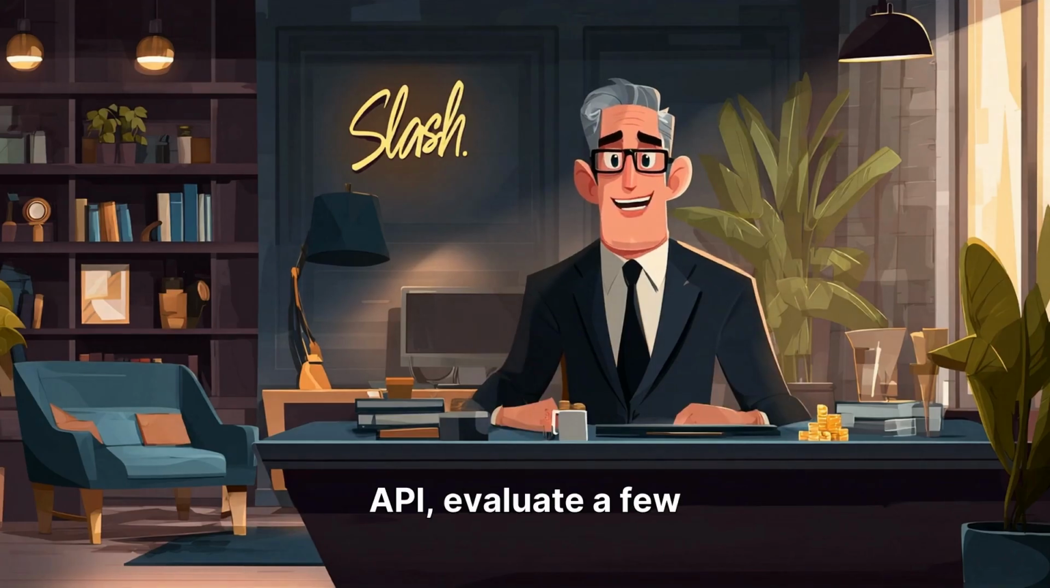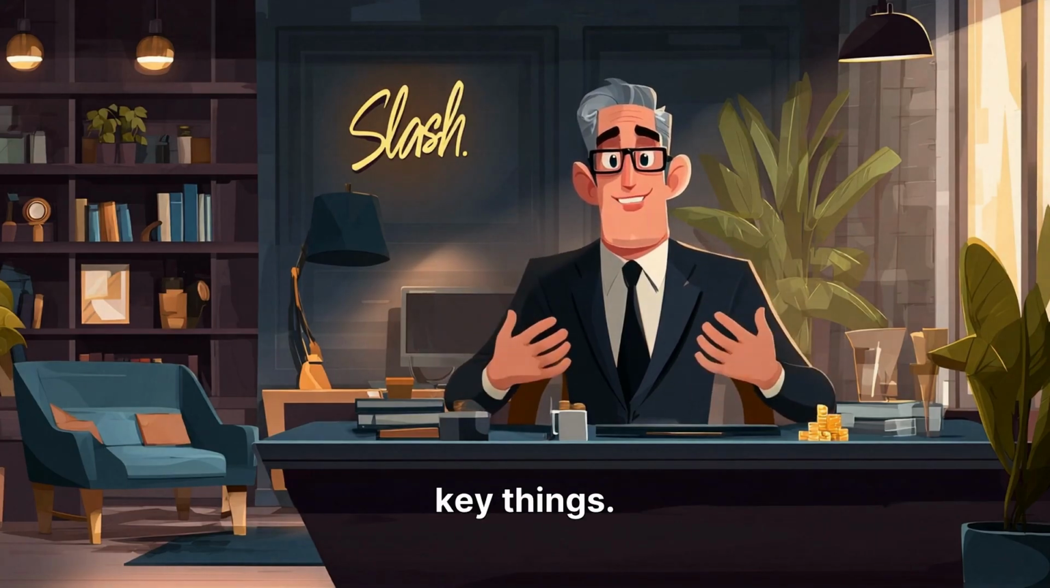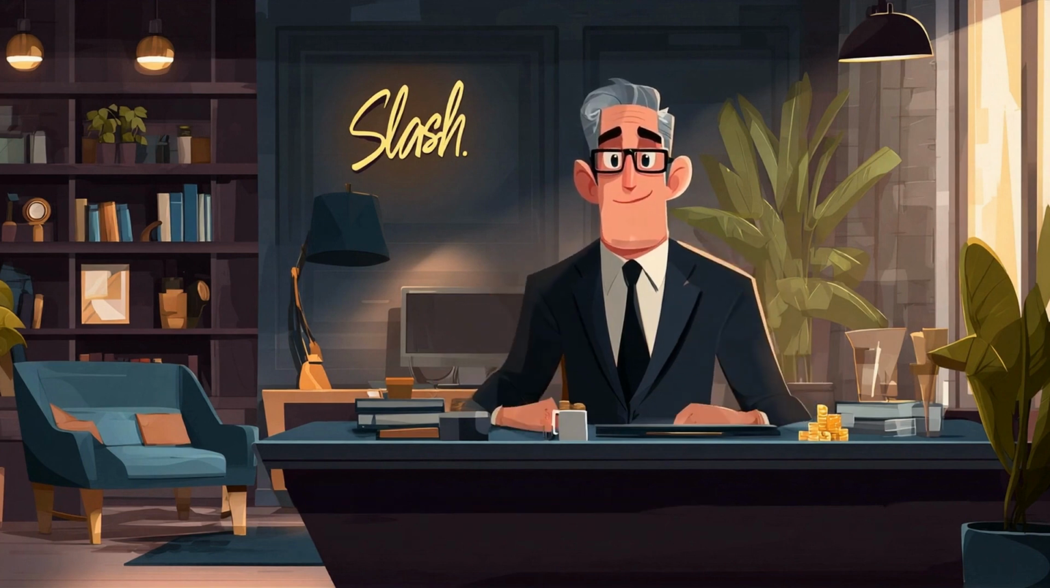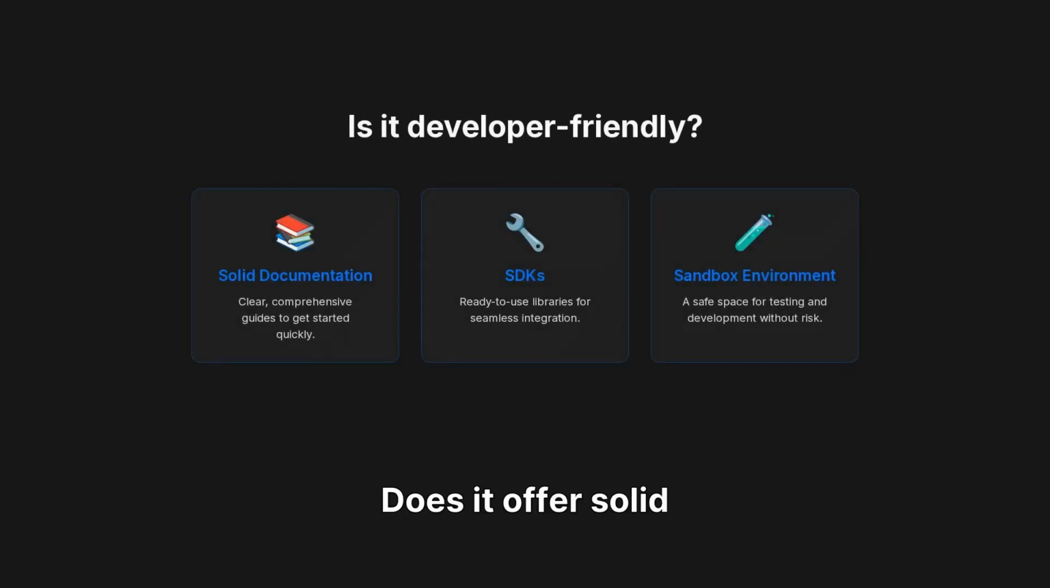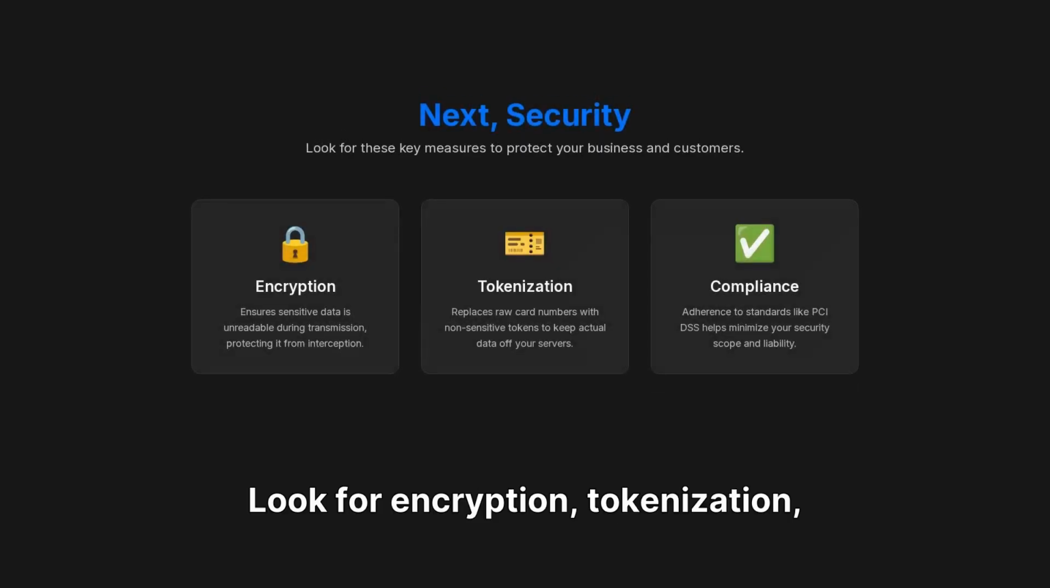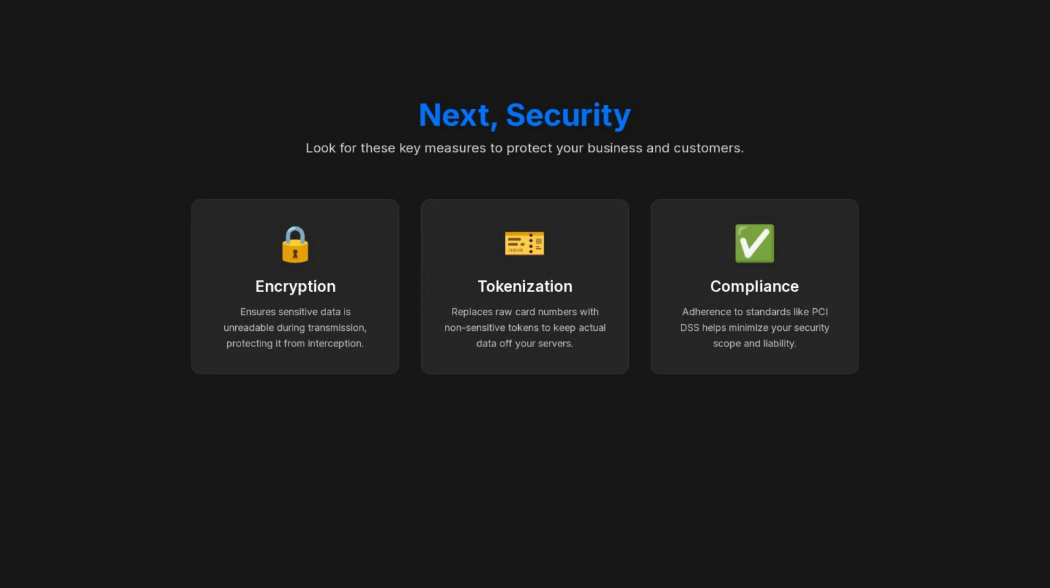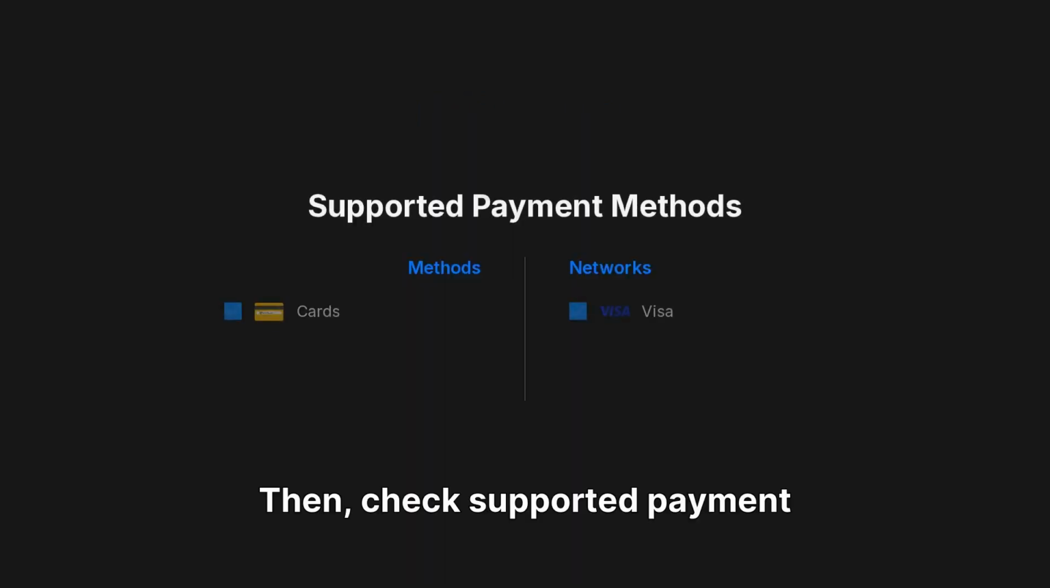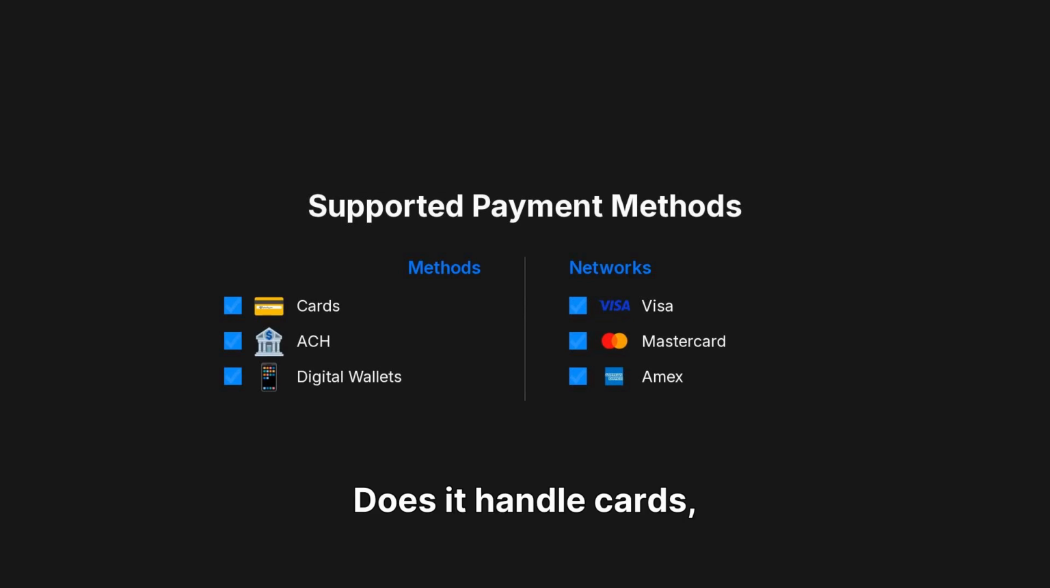When choosing a payment API, evaluate a few key things. First, ease of integration. Is it developer-friendly? Does it offer solid documentation, SDKs, and a sandbox for testing? Next, security. Look for encryption, tokenization, and compliance measures to minimize PCI scope. Then, check supported payment methods. Does it handle cards, ACH, and digital wallets? Are major networks like Visa, MasterCard, and Amex supported?